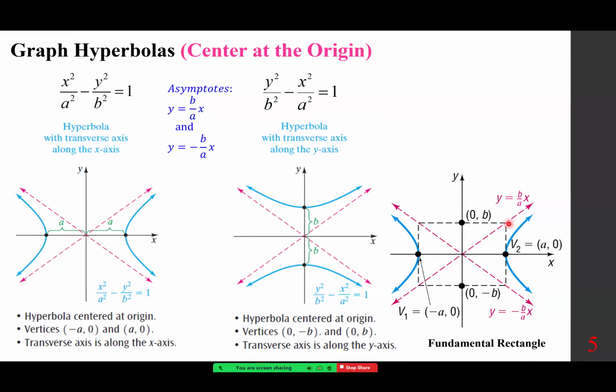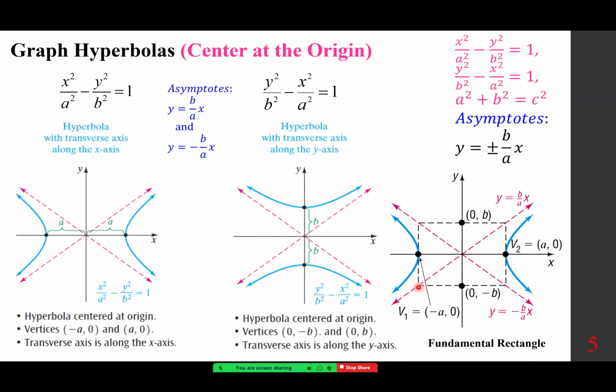The location for here is (a, b). For this one is (a, negative b). For this one is (negative a, b), and for this one is (negative a, negative b). So, in short, x squared over a squared minus y squared over b squared equals 1 if we are looking at a hyperbola that opens sideways, otherwise y squared over b squared minus x squared over a squared equals 1 if it opens up and down. If we keep it in the same format, the asymptotes will remain unchanged, plus or minus b over a times x.